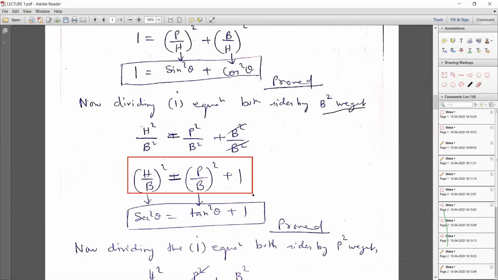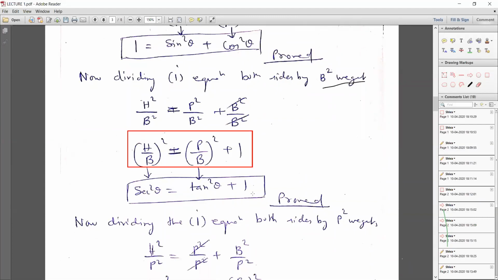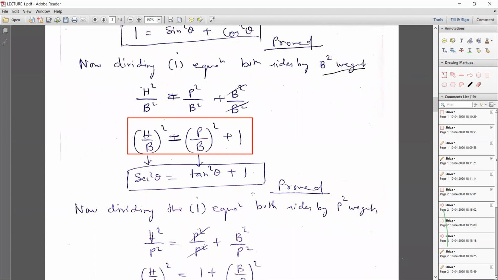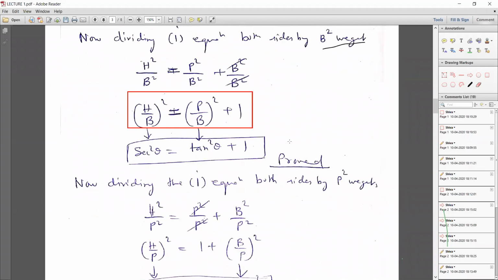And what is the ratio hypotenuse upon base? Sec. So it will be sec square theta. What is the ratio perpendicular upon base? Tan. So it will be tan square theta plus 1. So what was the second identity? That 1 plus tan square theta is equal to sec square theta. And hence this is also proved.